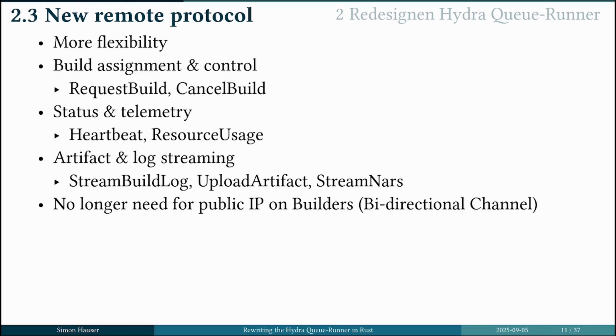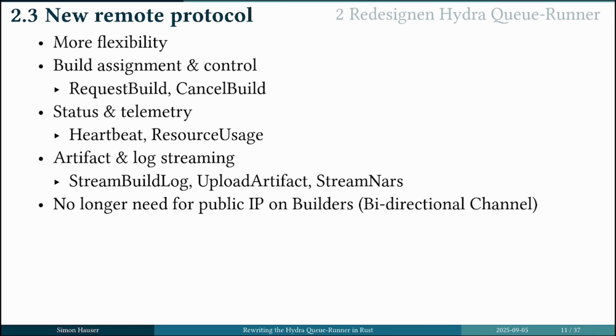This new remote protocol gives us more flexibility. The queue runner can basically request a build and cancel a build. We have a bidirectional channel. I will come to that soon. We get heartbeats and the usage reports, which is mostly pressure, load, and stuff like this, and memory usage, which then can lead to better scheduling decisions.